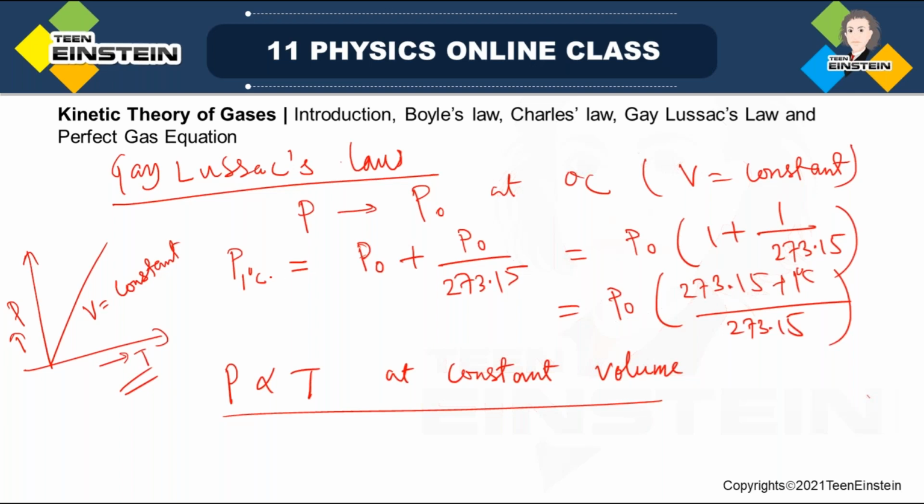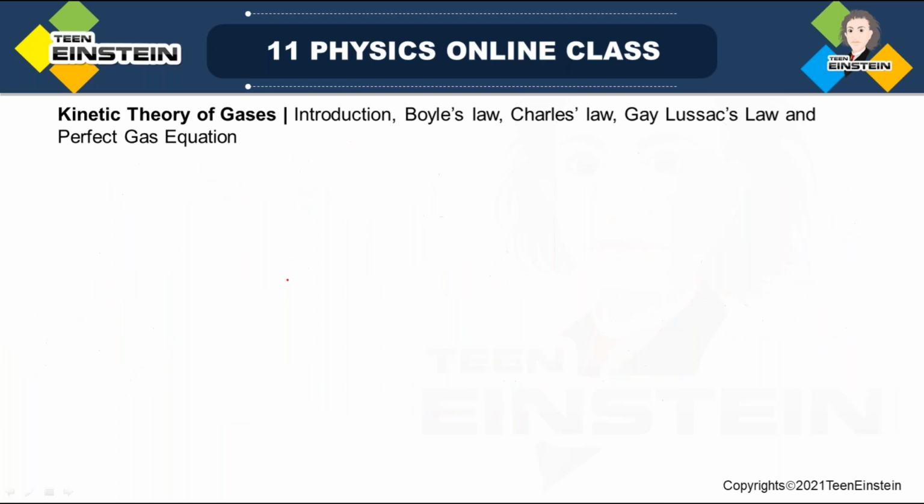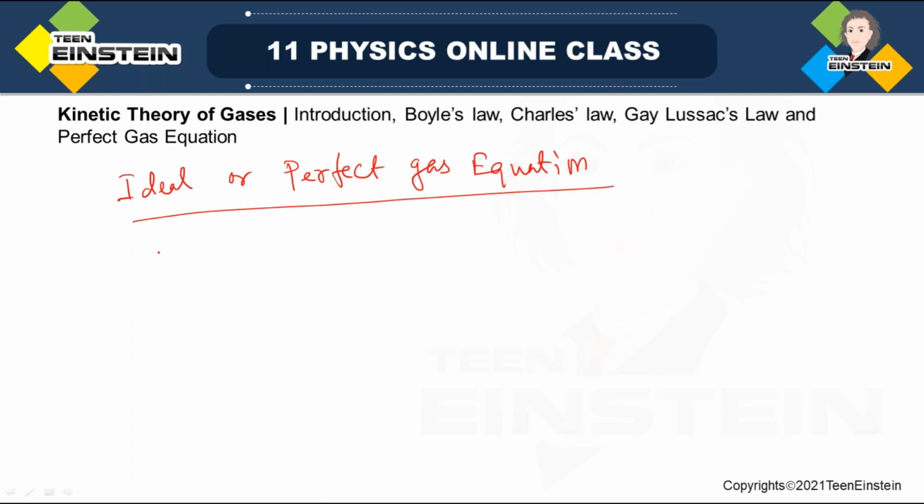Now we'll try to establish the perfect gas equation or ideal gas equation. To establish it, we'll take up Charles's law and Boyle's law. What is Boyle's law? V is inversely proportional to P. This is Boyle's law.